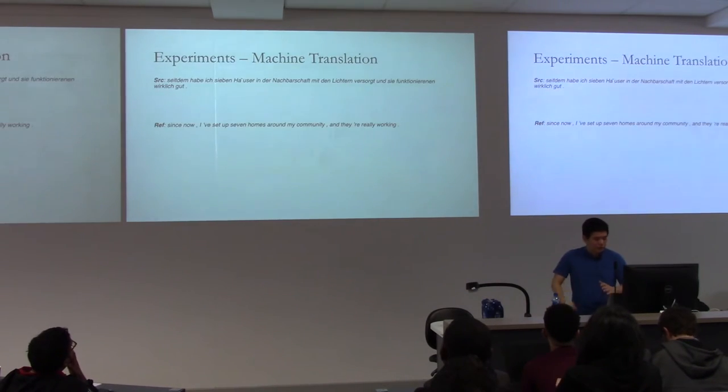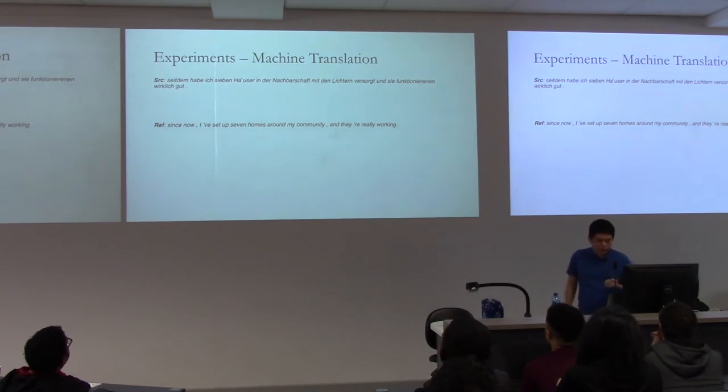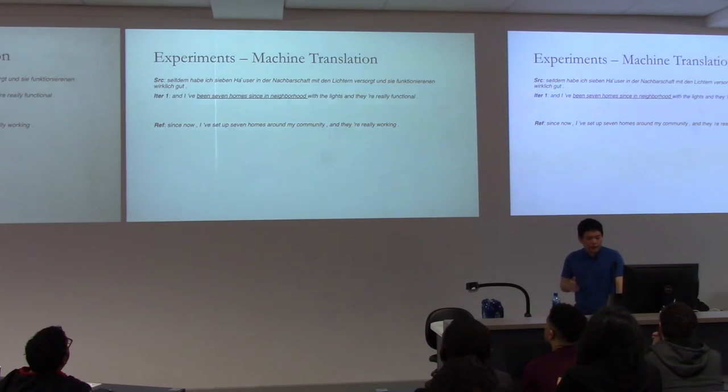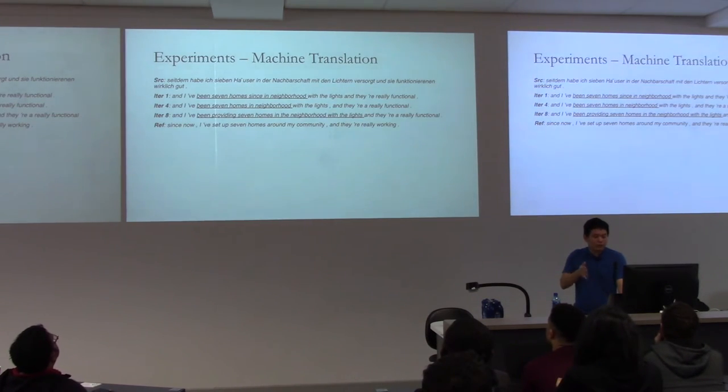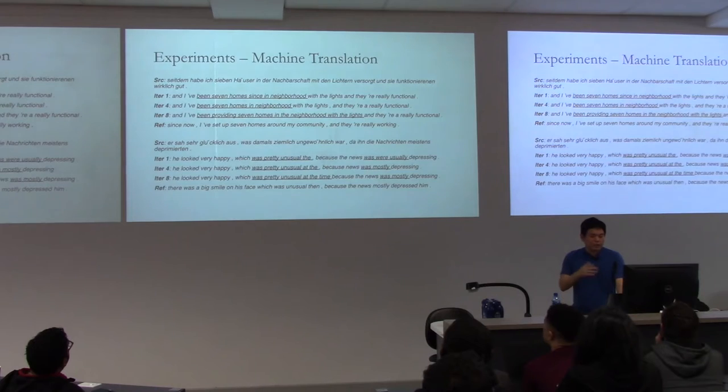So some examples. Let's say this is German, and then there's a reference, not the greatest reference you can find, but let's see how it does. In the first translation, it's very rough. It has all the necessary ingredients, but it's not a well-formed sentence. If you focus on the underlined parts, "been 7 homes since in neighborhood" doesn't make any sense, but it does have all those necessary ingredients. After a few iterations of the refinement, it kind of removed the nonsense. And then, after a few more refinements, we do see that it has now become a reasonable sentence that does make sense. And then we can see a similar thing all over the place. These are not even cherry-picked.